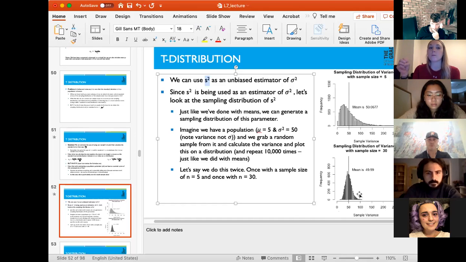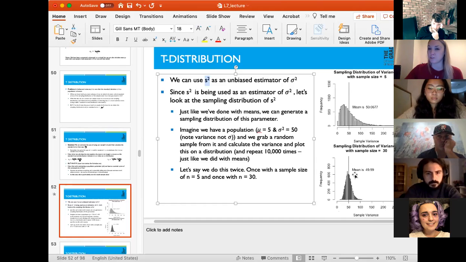So remember when we created the sampling distribution by sampling, calculating a mean, plotting it, sampling, calculating a mean, plotting it over and over again. Imagine if we did that with variance. So if we did it over and over, but instead of calculating the mean, now we're calculating variance from the sample. So exact same thing, it's still a sampling distribution, but now it's of the sample variance.